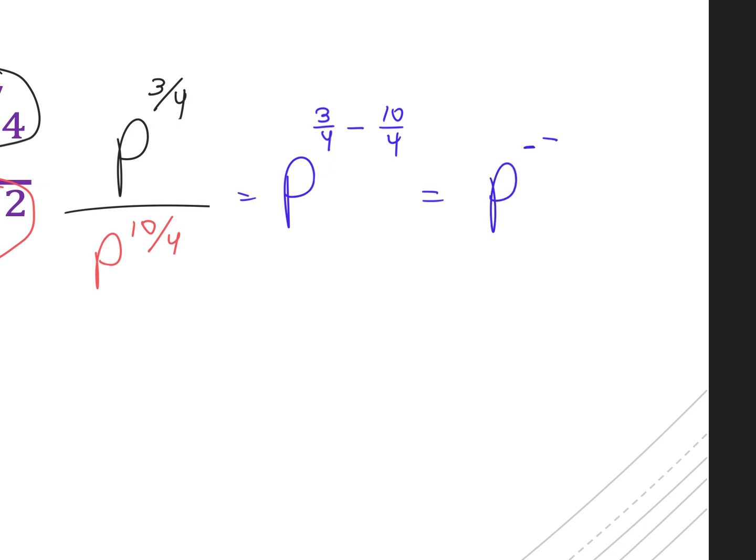P to the negative 7 over 4. And we don't like negativity in this class. So how am I going to simplify that a little bit more? We're going to move it down. Good. It's 1 over p to the 7/4.